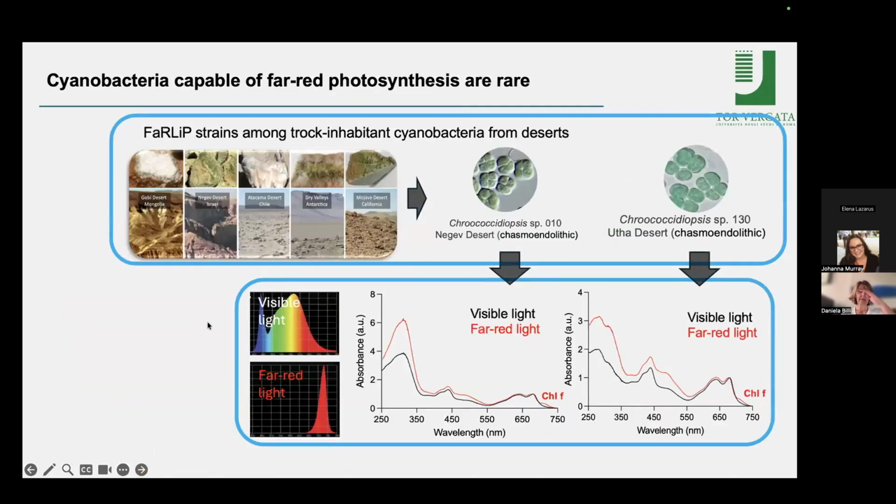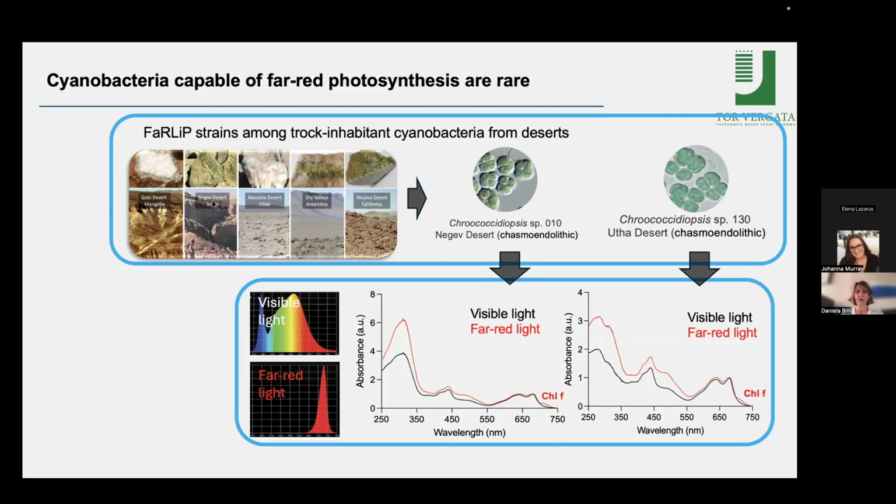And among the desert cyanobacteria that I have in the lab, there are some that are able to perform photosynthesis beyond the visible light. So, as I wrote here, cyanobacteria capable of far-red photosynthesis are rare, because in order to find just two strains, one from the Negev desert and one from the Utah desert, we screened more than 40 strains from the collection. So most of them are not able to do that.